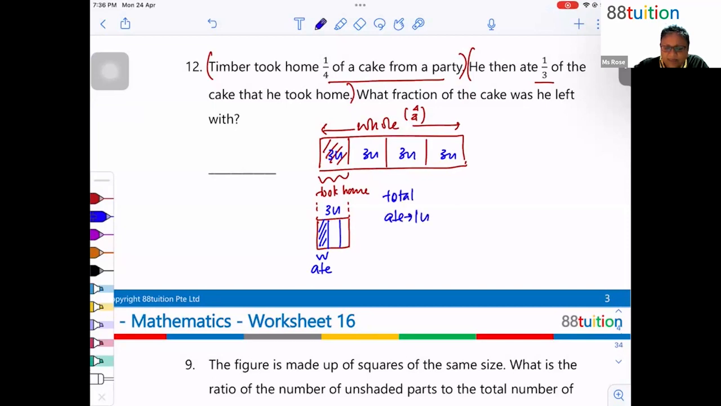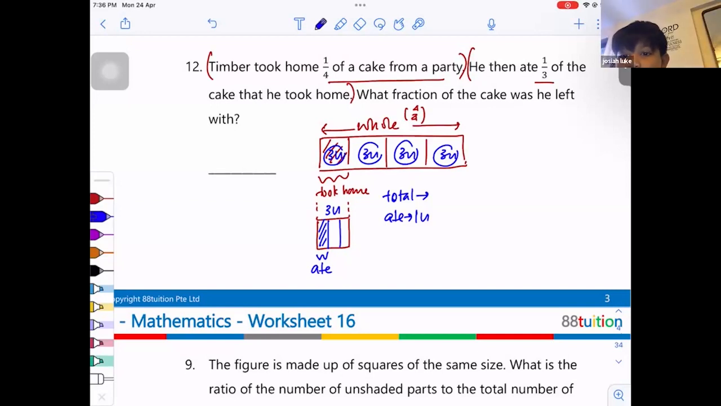Total, how many units? How many do we have? If I count, it is a total of how many units? 4. Is it 4? No? 12. How many units would that be? 12, yes. So total will be 12 units.